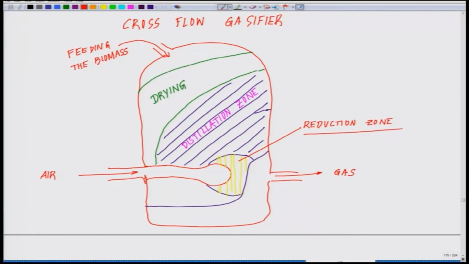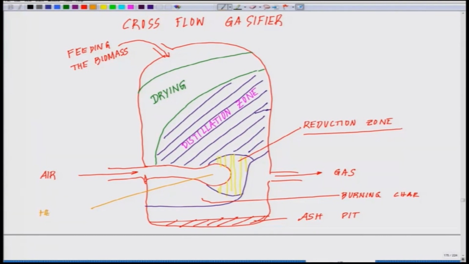And out here, what you are seeing is the burning char. Underneath is the ash pit. We have talked about the reduction zone, and this particular part, you remember in the previous class we talked about the hearth. This is the hearth zone. This is an example of a very classical gasifier with a cross flow anatomy.